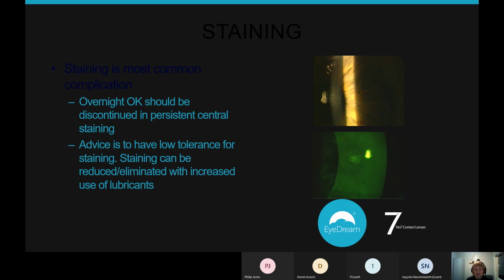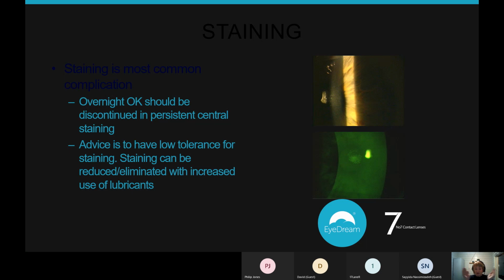And so it's actually easier to get rid of staining, or reduce it or eliminate it, with increased use of lubricants than it is by lens parameter change. Because in all of those circumstances, increased lubrication is going to help. In your drier-eyed patient, just having something nice and viscous like that Hycosan Extra is going to help.